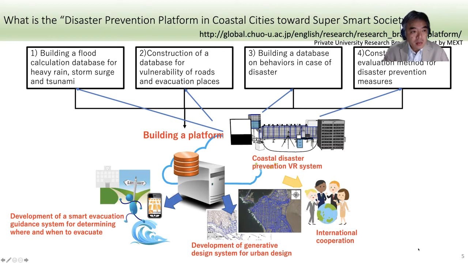At first, we are building a flooding database for heavy rain, storm surge, and tsunamis, and creating a database for evacuation routes and evacuation places, and also building a database on people's behaviors in case of evacuation. And this is a smart evacuation guidance system to determine where and when to evacuate.